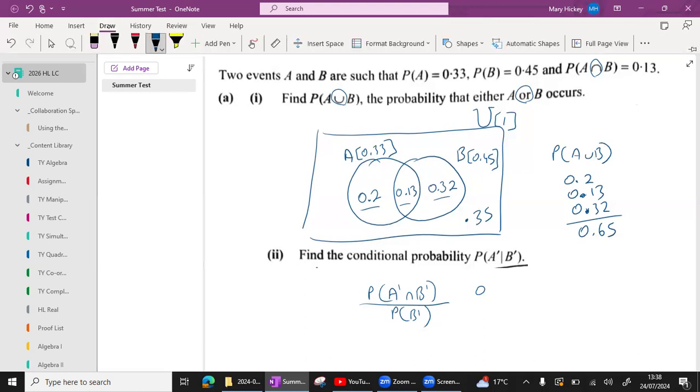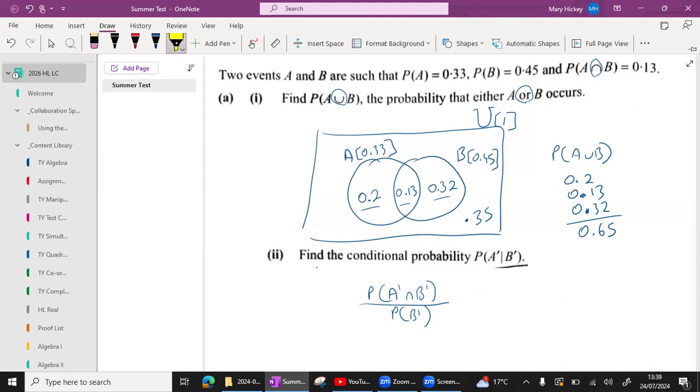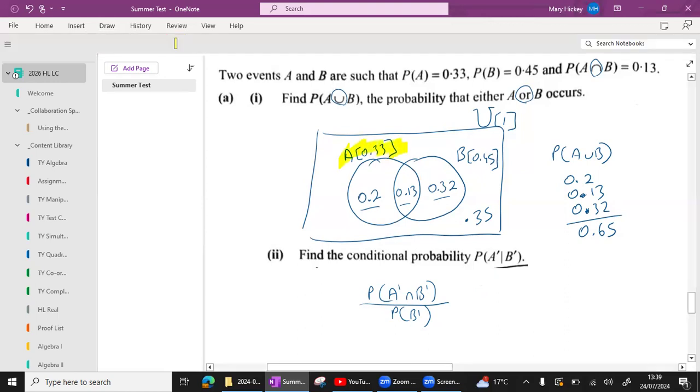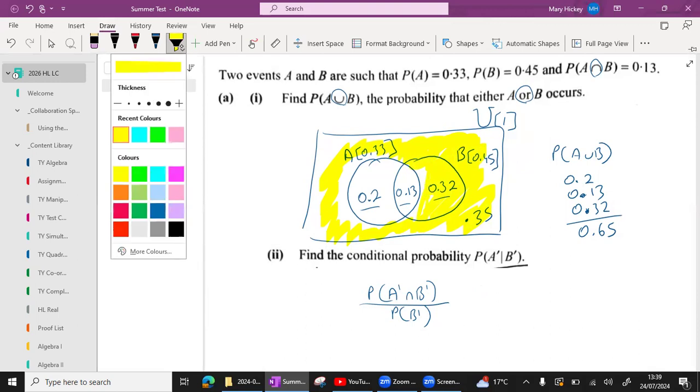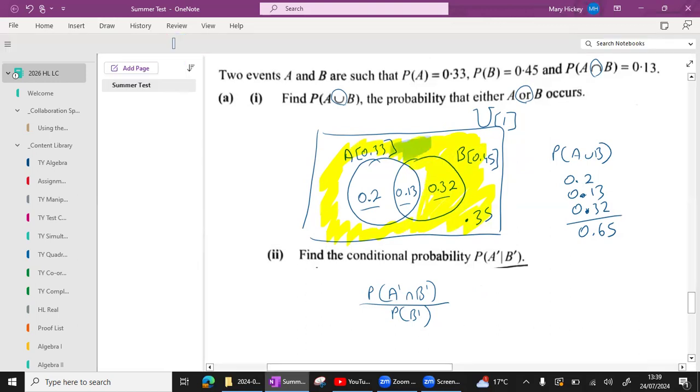So actually what I might do is get the highlighter here. If I am looking for the complement of A, it is everything but A, basically. So A complement is everywhere I have the yellow highlighter. Now, for B complement, let's do blue, for example. So B complement is everything outside of B, and that would be including that section there.